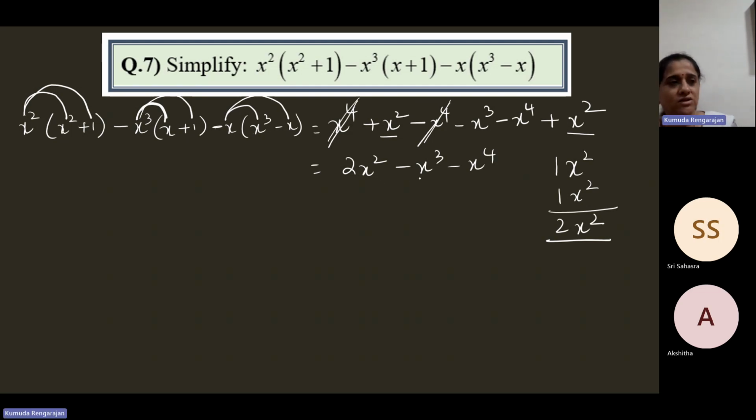Now, since it's addition or subtraction, they have to be like terms. They're not like terms. This is x squared, this is x cubed, this is x to the power 4. So you're gonna see, once you open the bracket and get all the terms, after that, it's no more multiplication. It is addition or subtraction depending on the signs.